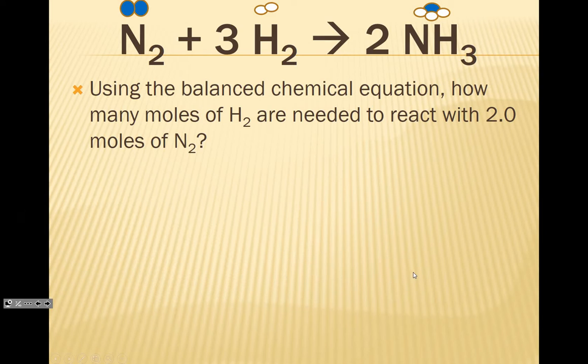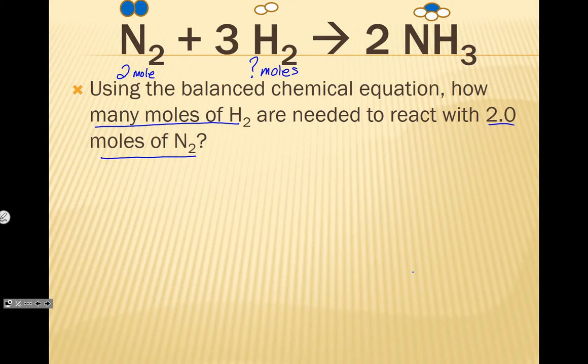Now, as I read problems in stoichiometry, I want to know what I have and what I'm trying to get to. So how many moles of H2? Underneath H2, I just put a question mark and I put moles. So I know that I'm trying to find out how many moles of H2. Then I say, okay, what do I have? To react with 2 moles of nitrogen. So underneath nitrogen, I put 2 moles. So I know what I have.